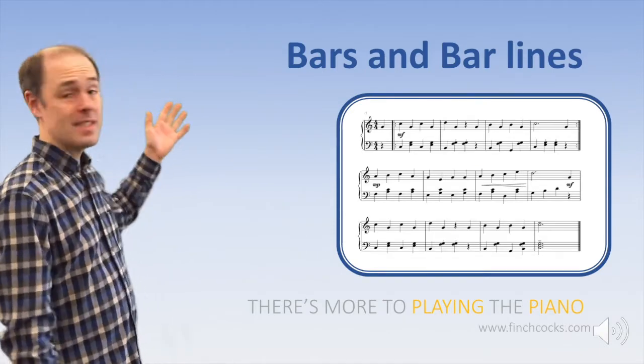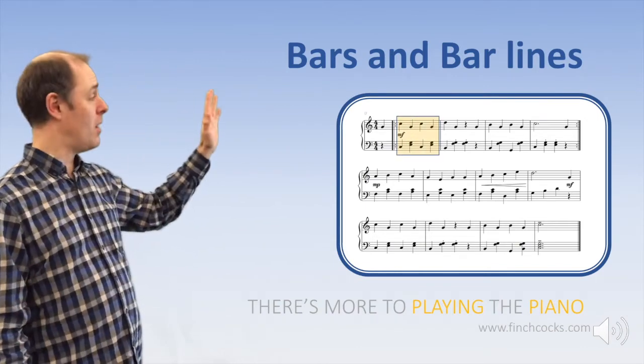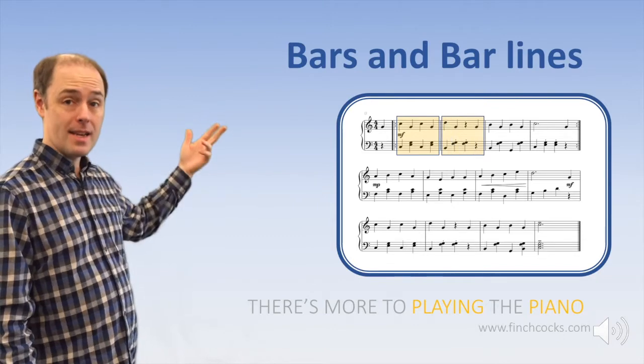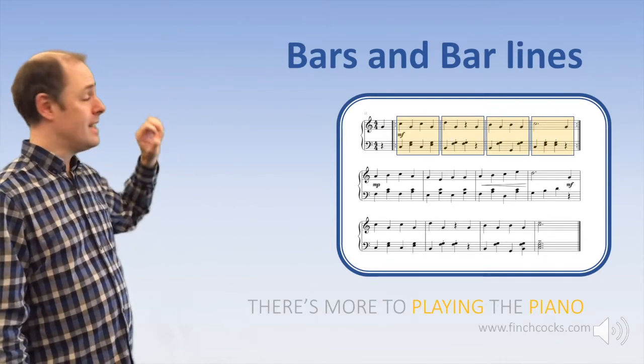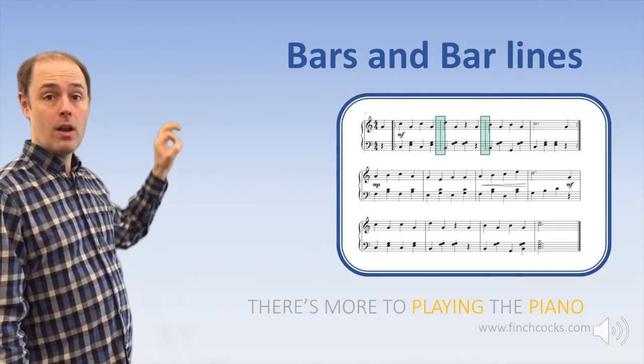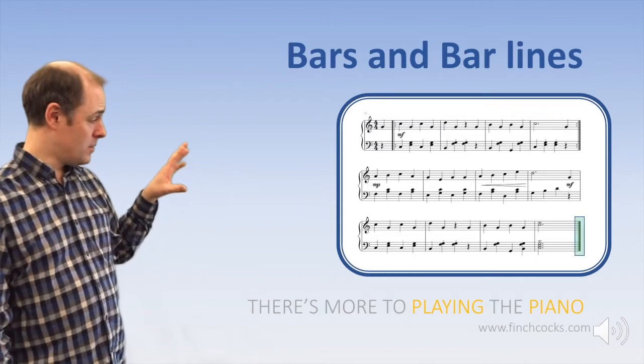Take a look at this piece. There are 4 beats in each bar. I've highlighted the first bar of music. This is the next bar, and the next, and the next. In between each bar is a bar line. Now at the end of the piece, you'll see a double bar line.